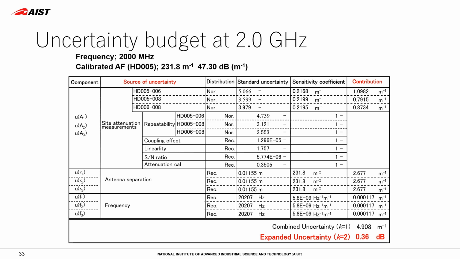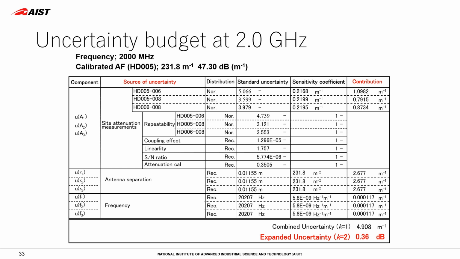With respect to the site attenuation measurements, 3 site attenuations with different antenna pairs were shown. Standard uncertainty for each pair is a combined uncertainty of the measurement reproducibility, coupling effect, linearity, dynamic range, and attenuation calibration. Except for the reproducibility of the measurement, the probability distribution is assumed to be a rectangular distribution and identical to all antenna pairs.